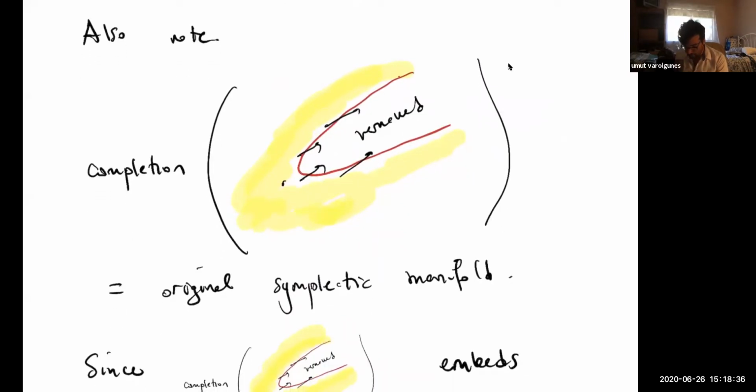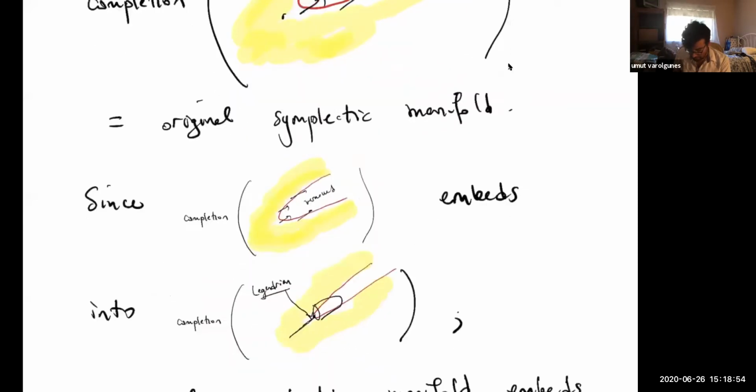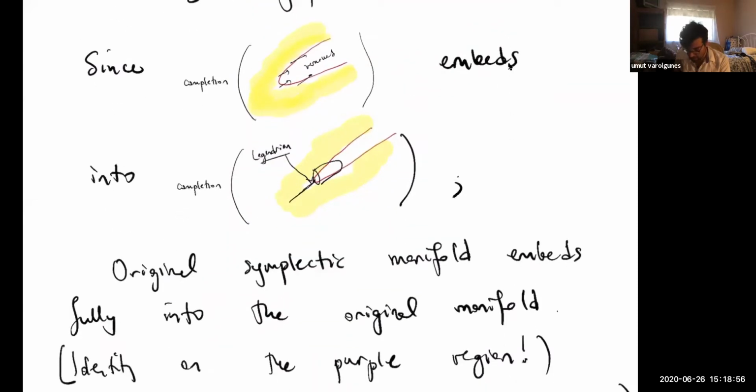If you take the completion of this, the manifold where I remove the interior, remove this part of the red curve, then when I complete it, I just get back my original symplectic manifold. But I said that the Symington cut can be interpreted as the completion of this other Liouville manifold with the Weinstein handle attachment. But I know that the completion before the handle attachment embeds fully into the completion after the handle attachment.